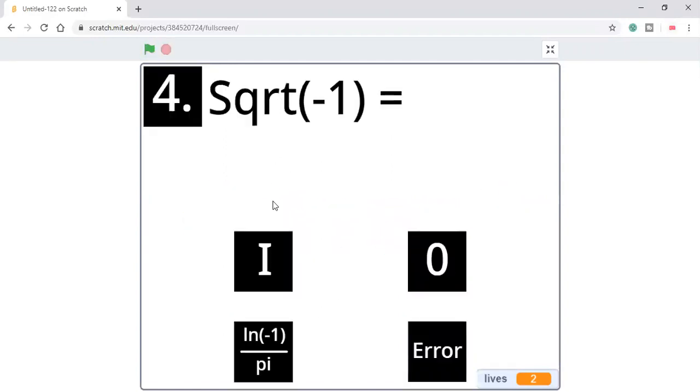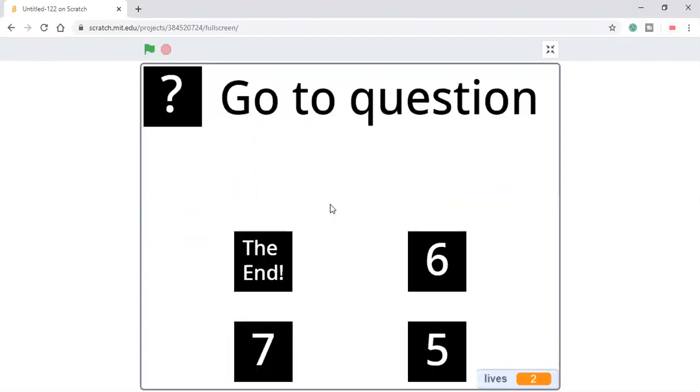And square root of minus 1, technically it's more letter I's. So this one is cancelled out. Option number one. Option number two is not zero, because zero squared is not negative one. And technically it isn't an error. Ln of negative one is technically i pi. So i pi divided by pi is equal to, yes, i, as in square root of minus one. Go to question six.